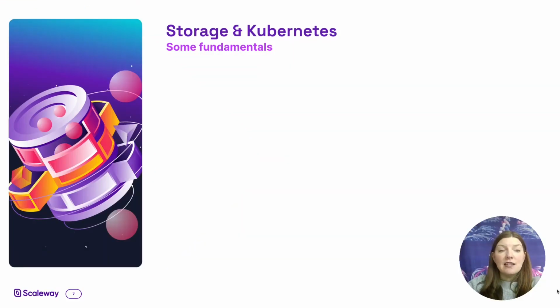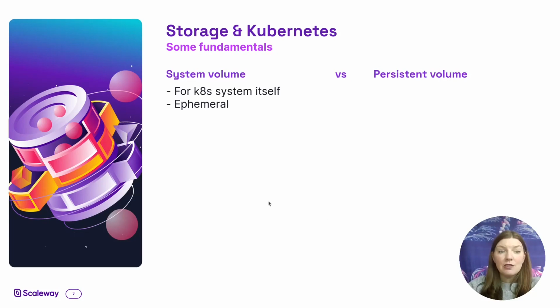So first, let's go over some key concepts. We're going to differentiate between a Kubernetes system volume and a persistent volume. So a system volume, first of all, is used by the Kubernetes system itself to store its essential files that keep everything running correctly in the cluster, like runtime binaries, configuration files, and certificates. These volumes are managed by the Kubernetes nodes, and they're ephemeral in the sense that they live and die with the node. In fact, we can see these system volumes in the Scaleway console, so let's just take a look.